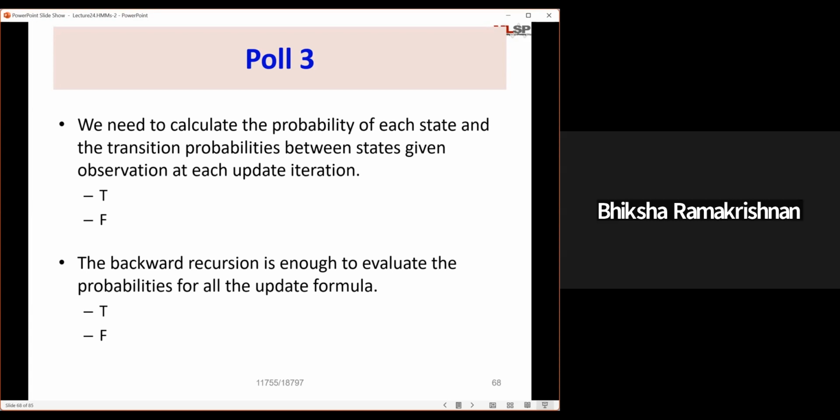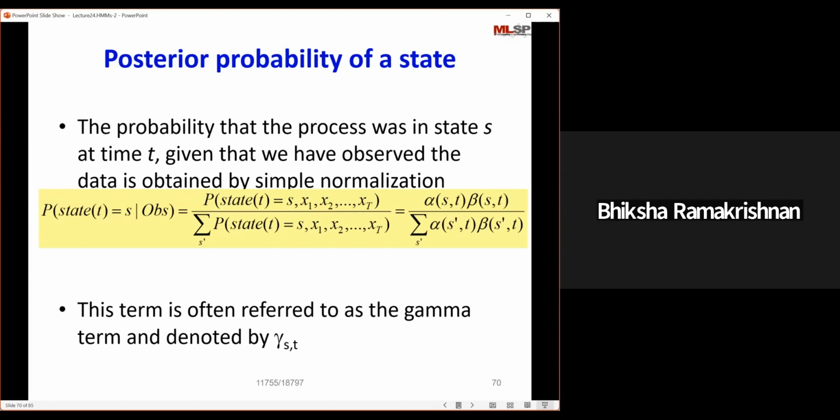And so now, answer me this. Do we need to calculate the probability of each state and the transition probabilities between states given the observation at each update? I don't know what the question is. Let's skip this, right? But anyways.